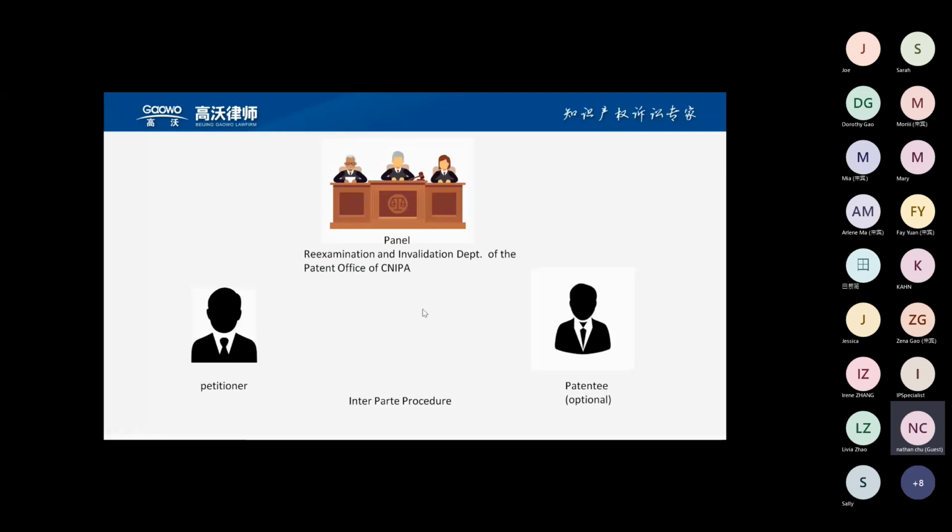The office in charge of the invalidation procedure is the re-examination and invalidation department of the patent office of the CNIPA. The CNIPA is short for the Chinese National Intellectual Property Administration. The agency used to handle the invalidation request was named the Patent Re-examination Board. But since 2019, the Chinese Patent Office was reorganized. So now it's the re-examination and invalidation department handling the invalidation procedure.